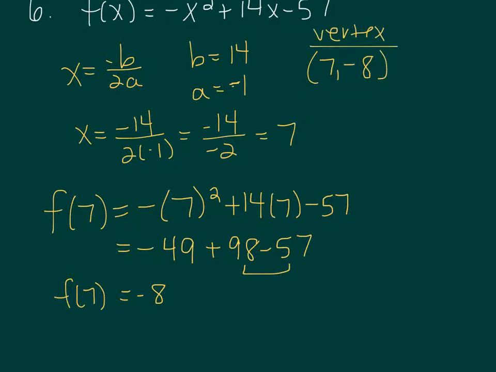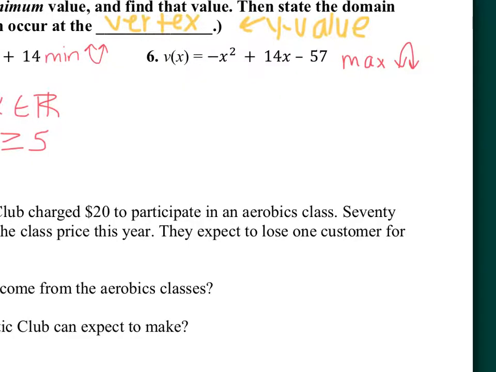So my minimum, again, is the y value. Well, this is a maximum this time. So my max is negative 8. That's the maximum y value my quadratic has. So my maximum is negative 8.